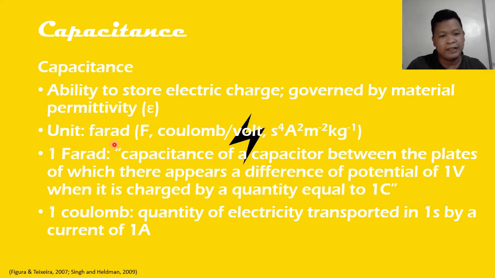So 1 farad is defined as the capacitance between plates of which there appear a difference of 1 volt when it is charged by a quantity equal to 1 coulomb, and 1 coulomb is the quantity of electricity transported in 1 second by a current of 1 ampere. So this may be a handful to understand, but again, we'll see ano yung silbi nito sa ating food system.